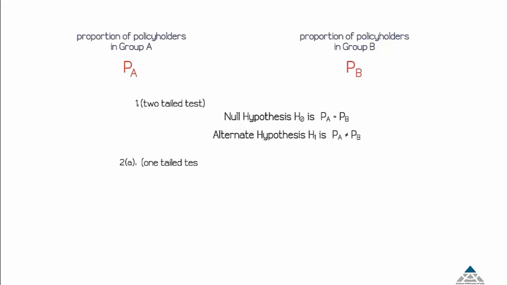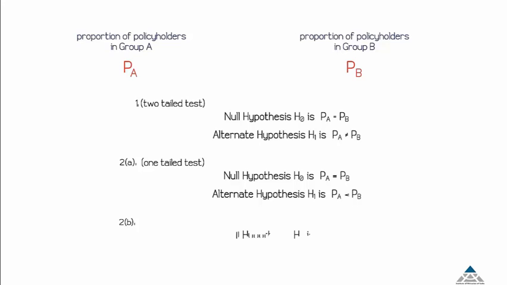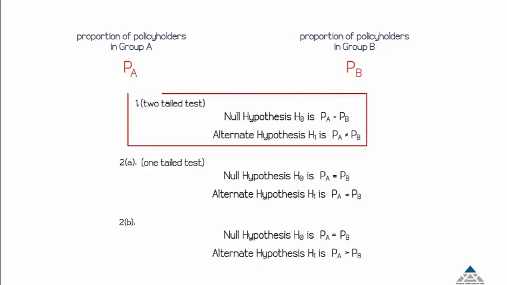Had we said we want to test if the proportion of policy holders in group A is lesser than group B or not, then the alternate hypothesis would have been PA is less than PB. And the other one would have been a right-tailed one, where PA is greater than PB would be the alternative hypothesis, meaning proportion in group A is more than that in B. For now, we stick to the two-tailed test.